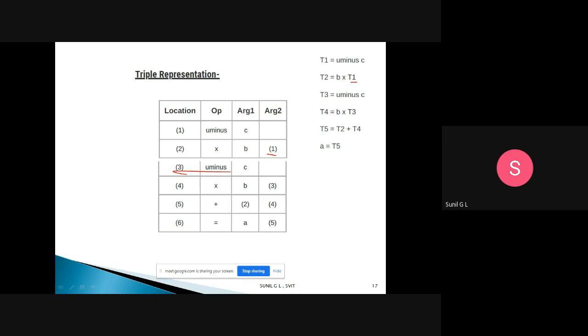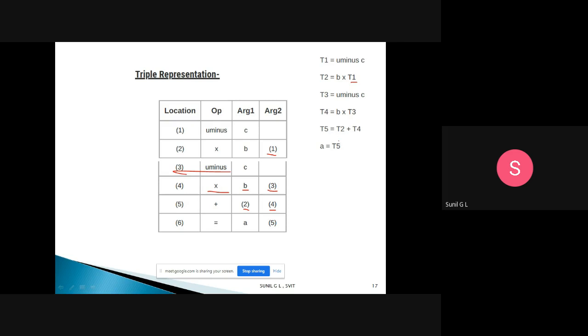Then T4 is equal to B into T3. Argument 1 is B, and T3 will be location 3. Those are multiplied with the multiplication operator, and that result will be stored in location 4. Then T5 is equal to T2 plus T4, that is, location 2 and location 4 are the arguments, and we add those two with the operator plus, and it will be stored in location 5.